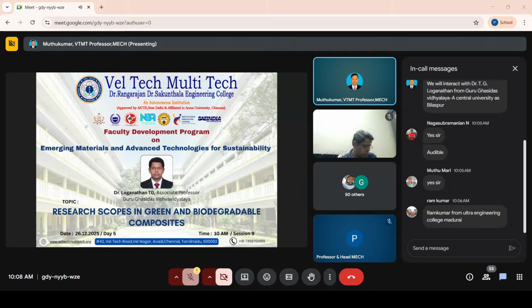Currently, Sir's research is focused on advanced and sustainable composite material, functional material, additive manufacturing, and high-performance engineering systems aimed at next-generation industrial applications. We are extremely fortunate to have such an eminent researcher and academician with us today. I hope that today's session is sure to provide deep technical insights, research perspectives, and valuable guidance to all participants. On behalf of Welltech Multitech, Dr. Rangarajan, Dr. Shakuntala Engineering College, I warmly welcome Dr. T.G. Loganathan sir and thank him for graciously accepting our invitation and sparing his valuable time to be with us today. Welcome, sir.